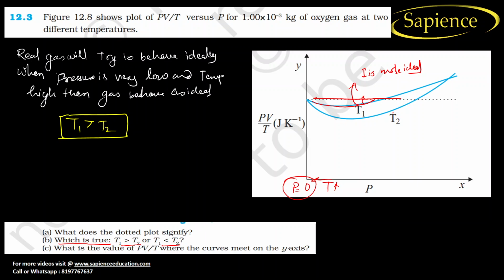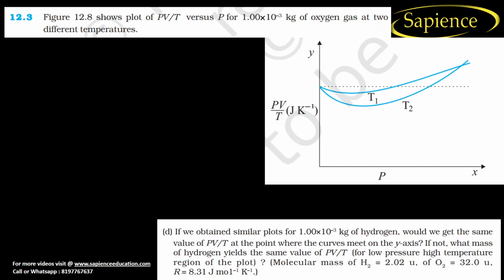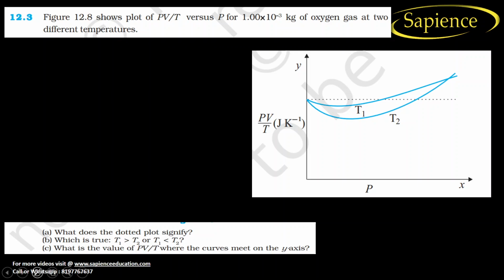Now let us go for question number 3, and that is what the question they are asking. They are asking what is the value of PV by T where the curve meets the y-axis. What is the value of PV by T when the curve meets the y-axis? So basically we want PV by T. Now, for an ideal gas, we know that PV by T is equal to nR.